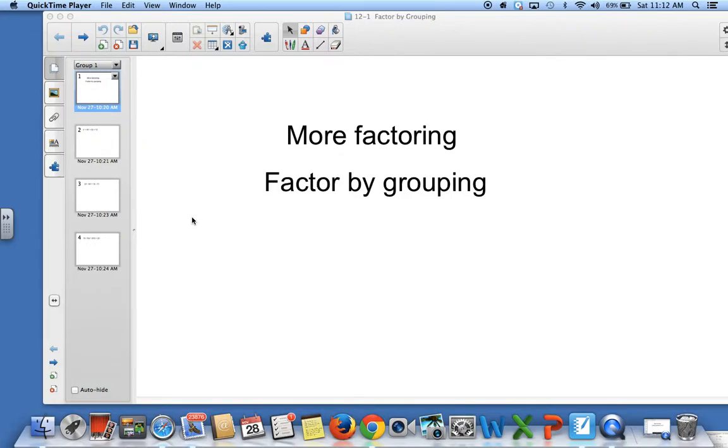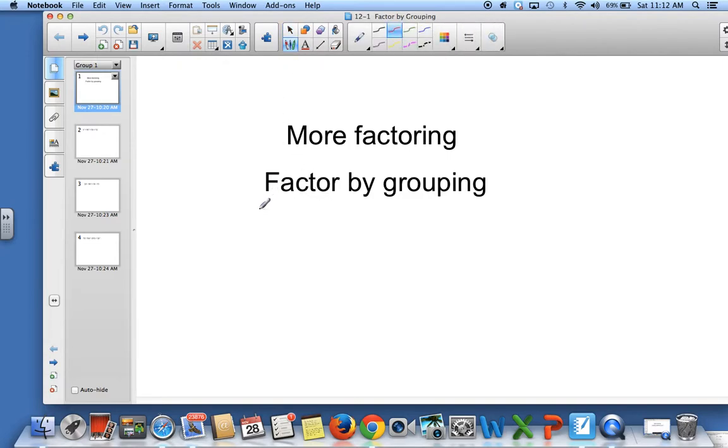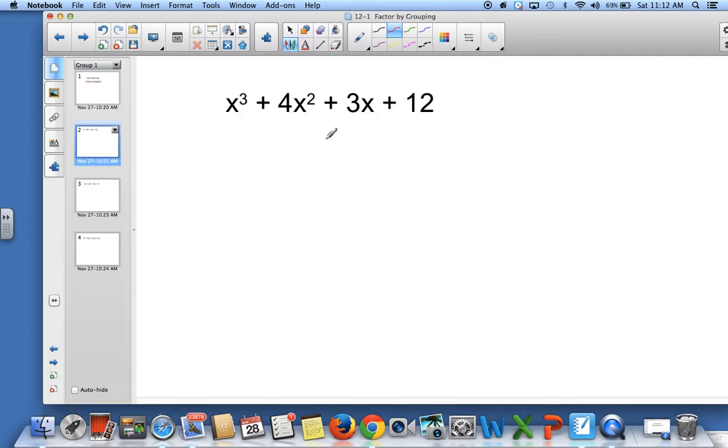Okay, for today's lesson, we're going to work on factoring by grouping, which is a different technique than we've used before, but let's look at the logic of that. We'll look at a situation like this. Now, we have four terms here. Generally, when we have four terms, we're going to start to look for other ways than before.